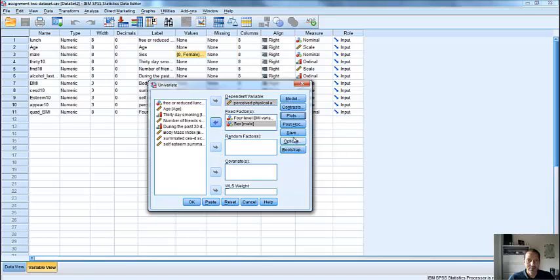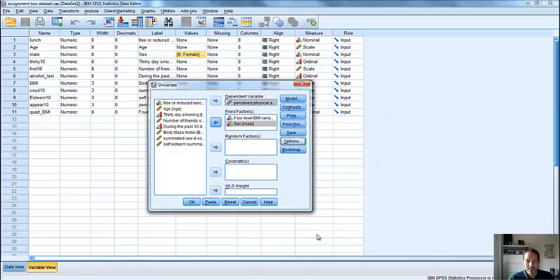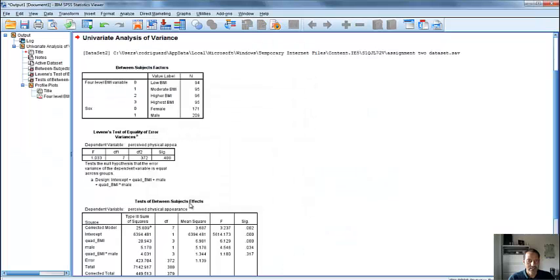Let's see if there's anything else we want here, any options. We still want to do a homogeneity of variance test. You could do a post hoc test, but in this case I'm not going to, because I just want you to see what it's like to do this type of analysis, and then also to interpret the interactions if there are any.